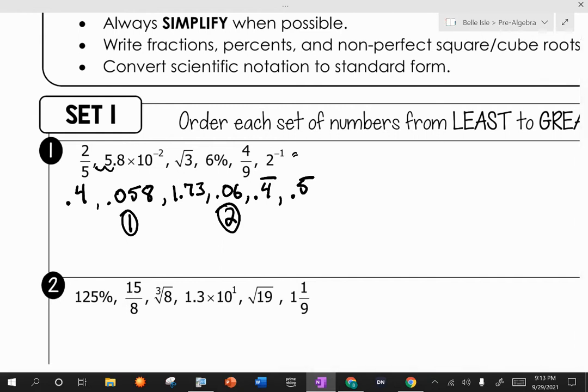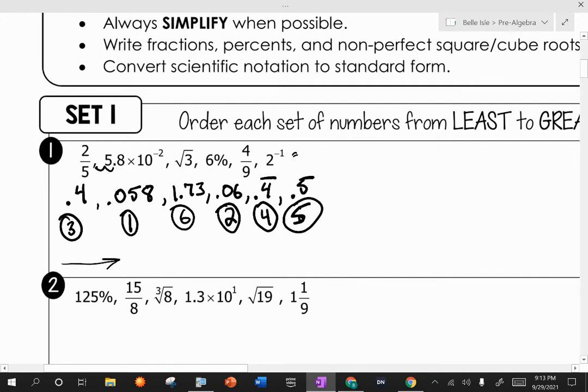Now 0.4 or 0.4 repeating. It's going to be 0.4 because that's going to be 0.40. 0.4 repeating is obviously going to be 0.444444. So that one will be your fourth biggest one. And then we'll go 0.5, be your fifth, and then 1.73 is your biggest. You can write them in order as you're going through, or you can label them like this. Either way is fine. Just make sure it's clear.